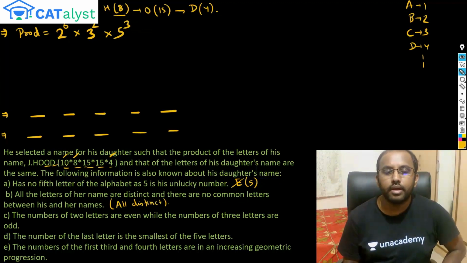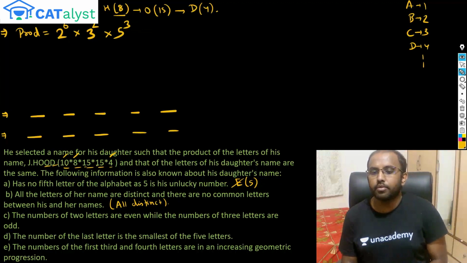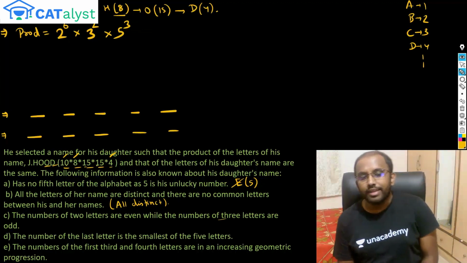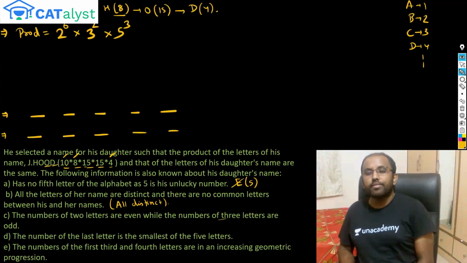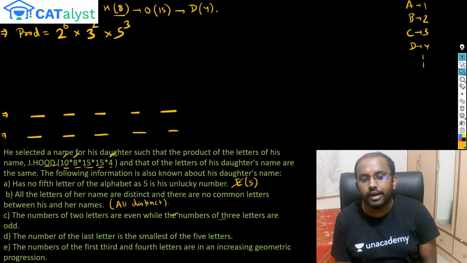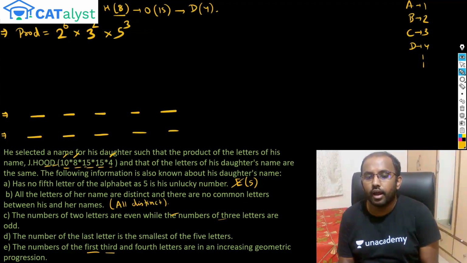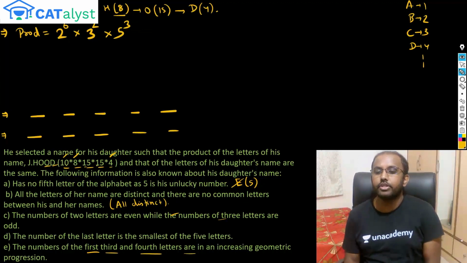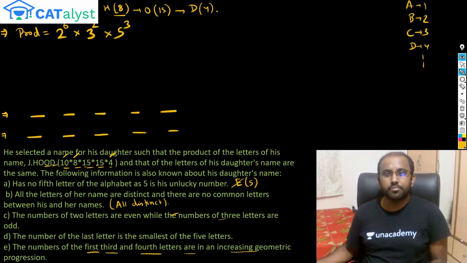Second point is the number of the 2 letters are even while the number of the 3 letters are odd. Fine. The number of the last letter is the smallest of the 5 letters. Again, keep this point in mind. And the numbers of the first, third and fourth letters are in increasing GP. It is a geometric progression.